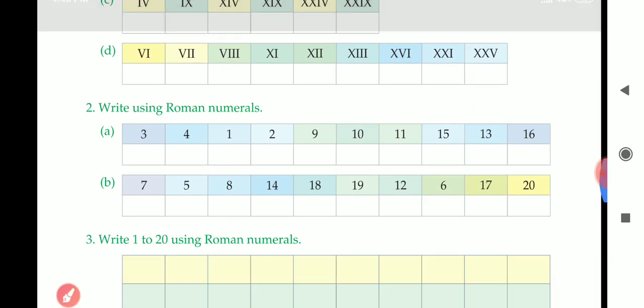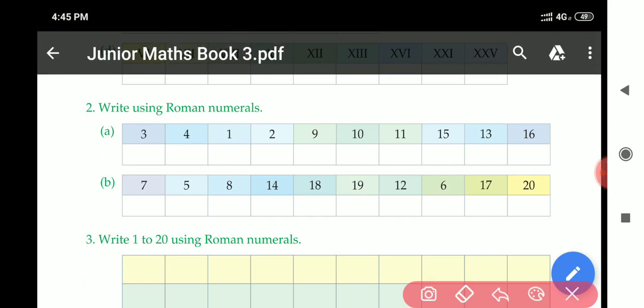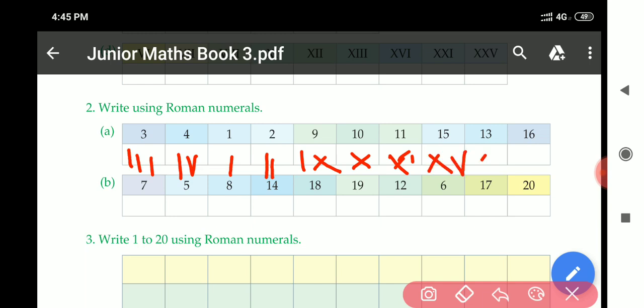Let's see. It is 3. We denote 1 by I. So 3 is denoted by III. Okay. Now it is 4. 9 is denoted like this. This is 10. This is 11. This is 10 and 15. And 16 is like this. Okay. Like this we do the B part also.